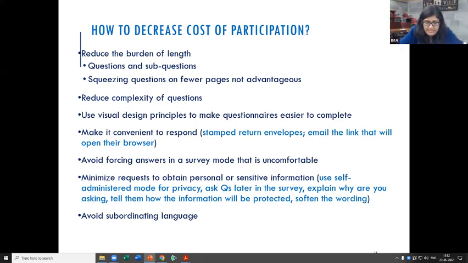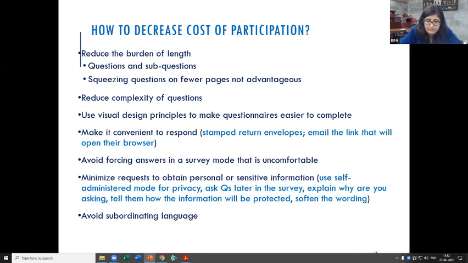Also, minimize your request for sensitive information. You may need it, but if you need it, then something you can do is change the mode. So if the survey was in person or on telephone, but there are certain sensitive questions, you can say that separately you can fill out the sensitive information in an anonymous online survey. That makes it less uncomfortable.